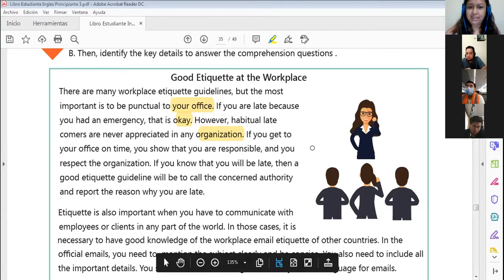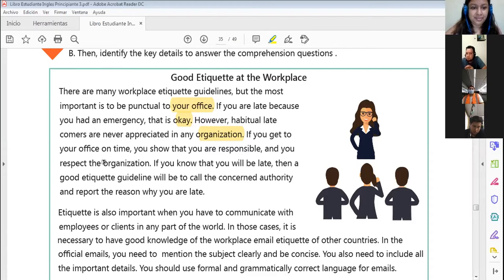Let's continue reading. David, help me read. I can read? No problem? Yes. This time you read. If you get to your office on time, you show that you are responsible and you respect the organization. Very good. So in this case, we have the expression on time. What is the meaning of on time? A tiempo. On time. Okay.